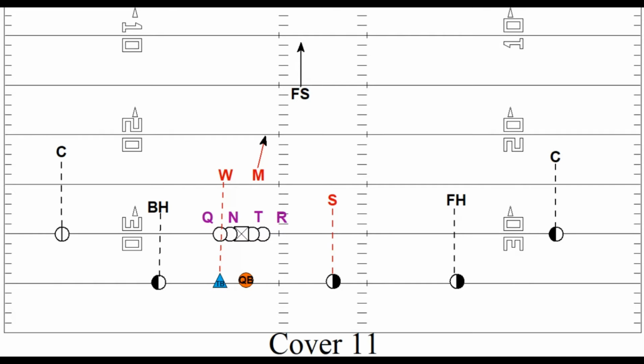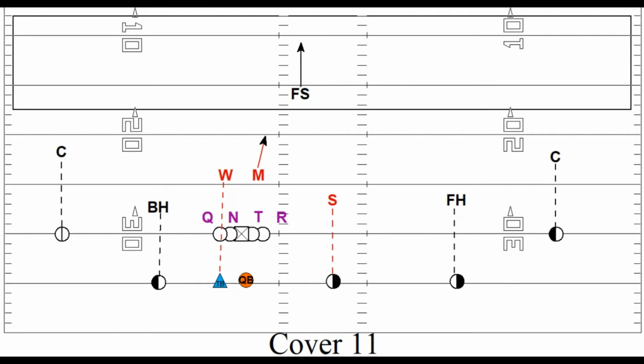All right, now we got him ID'd. Let's understand what the term means. Cover 1. You hear people say he's in cover 1, it's man a lot. That means it's 1 deep. There's 1 player for 65 yards wide deep. That's the free safety. What's he going to do? Watch the quarterback's eyes and try to drive on the football.